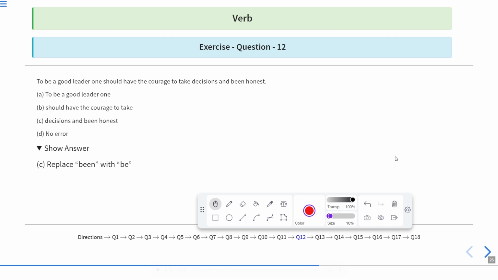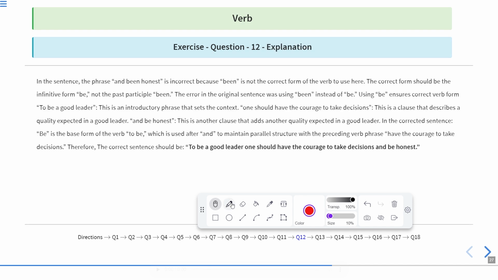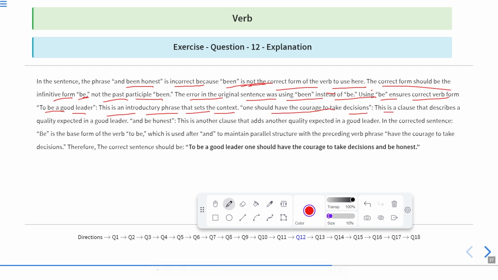Okay. Now let us see the explanation. In the sentence, the phrase and being honest is incorrect because been is not the correct form of the verb to be to be used here. The correct form should be the infinitive form, that is be, not the past participle been. The error in the original sentence using been instead of using be ensures the correct form. To be a good leader, this is an introductory phrase that sets the context. One should have the courage to take decisions. This is a clause that describes a quality expected in a good leader. And be honest. This is another clause that adds another quality expected in a good leader.